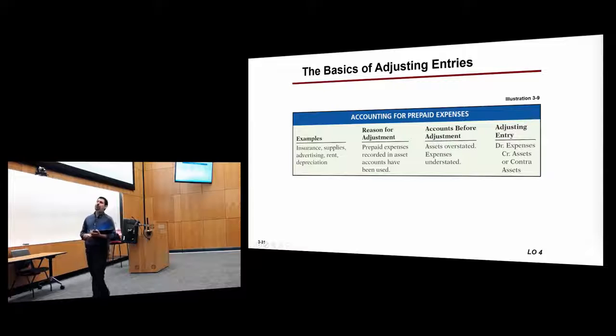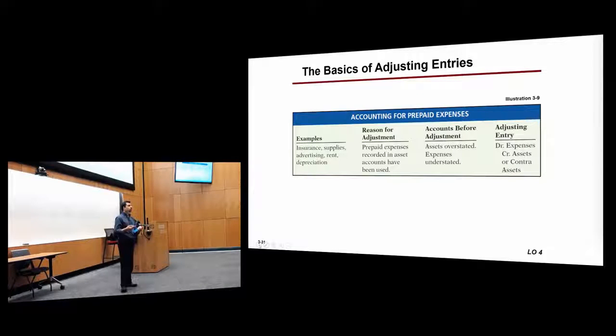Now, this is a summary of how we account for prepaid expenses. We know that with prepaid expenses, the company paid in advance for a service that they will receive in the future. By the end of the month, they use part of it. Remember the insurance? The company paid for 12 months. By the end of the month, the company used up 1 month. So 1 month of that prepaid expense has expired.